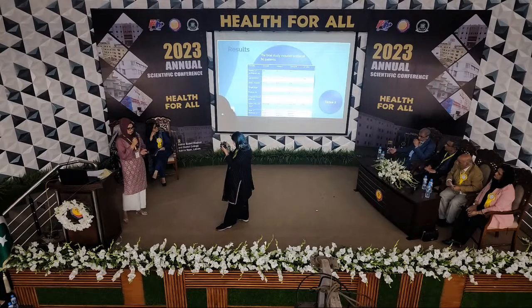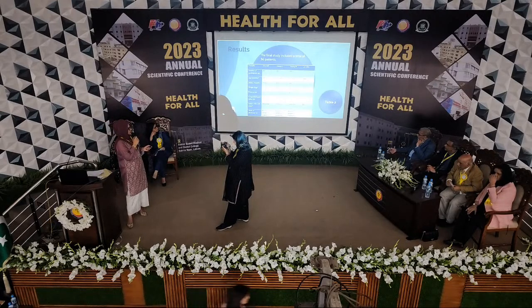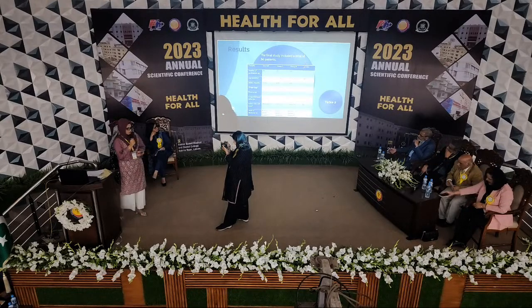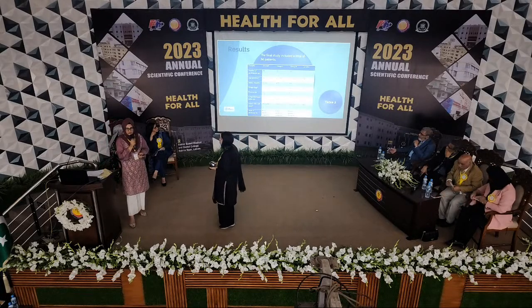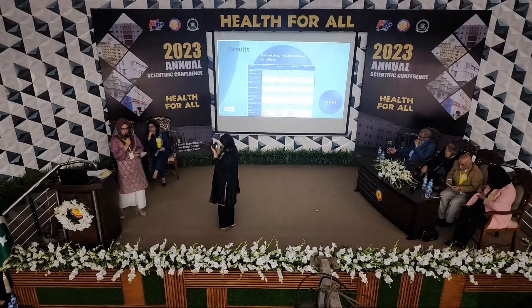Now coming towards the results, on the basis of inclusion and exclusion criteria, the total number of the population selected was 36, out of which 22 were included in group A and 14 were included in group B. Group A was the one in which oseltamivir was given along with the conventional therapy, but group B was the one in which only the conventional therapy was given.